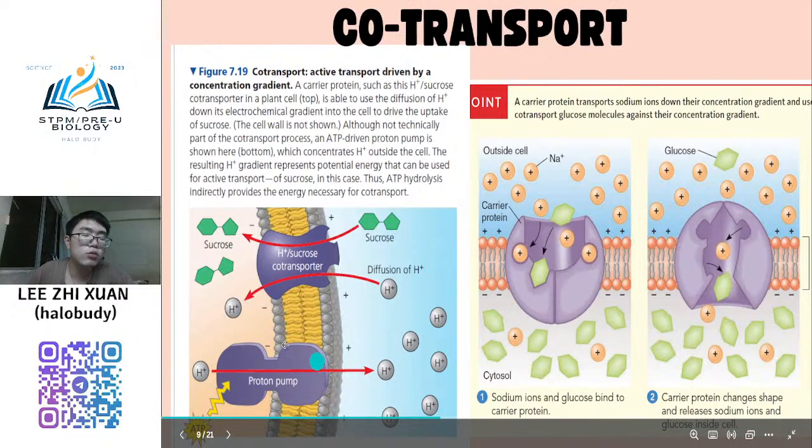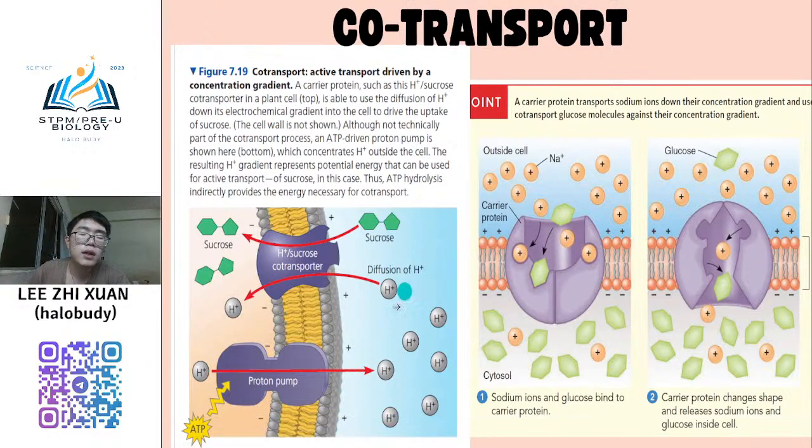Dia guna proton pump, lepas tu ada hydrogen ion, it creates an electrochemical gradient, and then it will give the potential energy to the sucrose molecule so that the sucrose molecule can use this energy to move into the cell. So same as this. This one is about the sodium ion and glucose molecule. So once the sodium ion binds to the carrier protein, it already provides the electrochemical gradient.